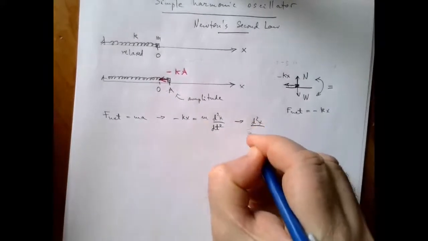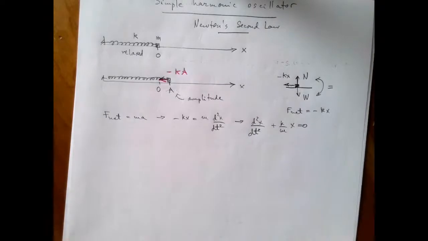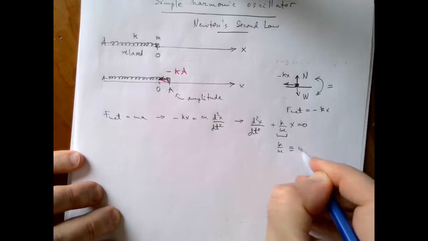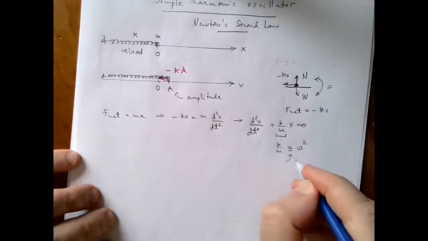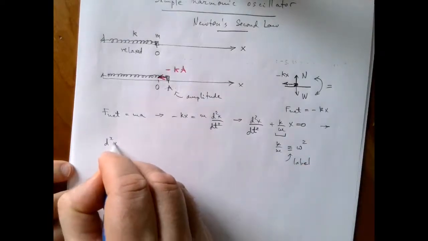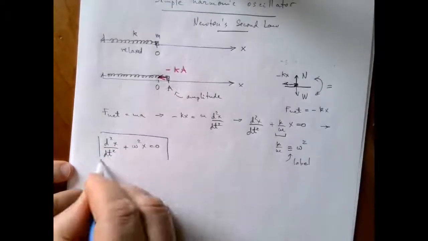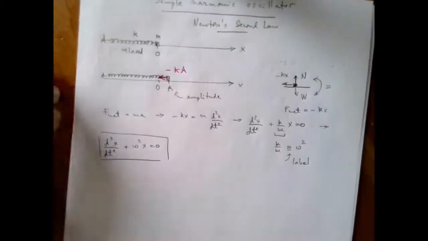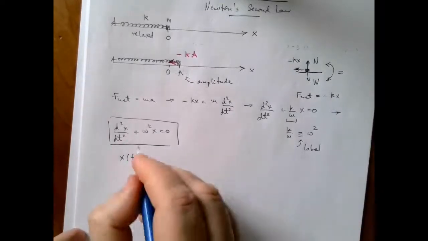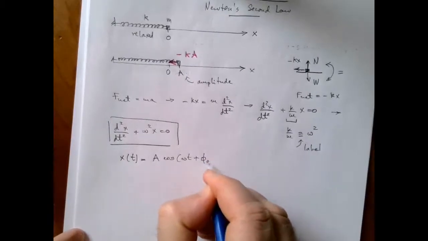If we rearrange the terms, we end up with an equation looking like this. And at this point, the term k over m we will label as omega squared. It is just a label. So the equation has become d2x/dt2 plus omega squared x is equal to 0. The solution to this equation is x as a function of time is A cosine of omega t plus phi naught.